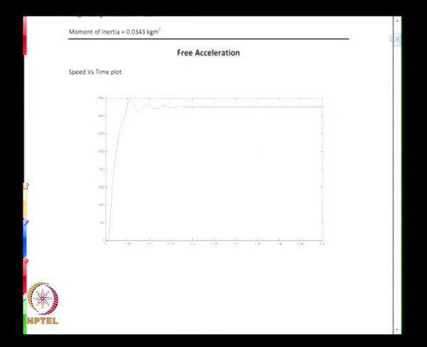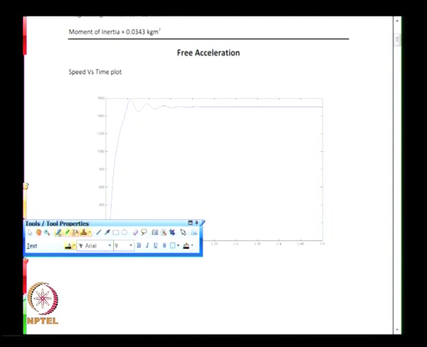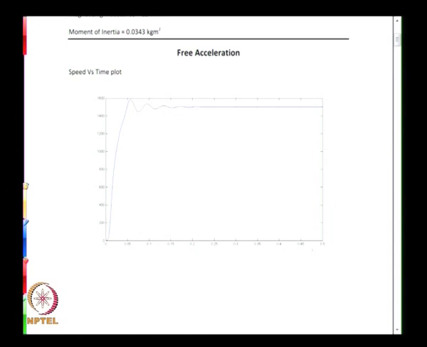Here we have the x axis as time in seconds and the y axis as speed in RPM, and we have seen that the speed rises in this manner with certain overshoots and undershoots, etc. The speed settles down at approximately 1500, about 1499 RPM, which is near the synchronous speed because there is no load on the machine.